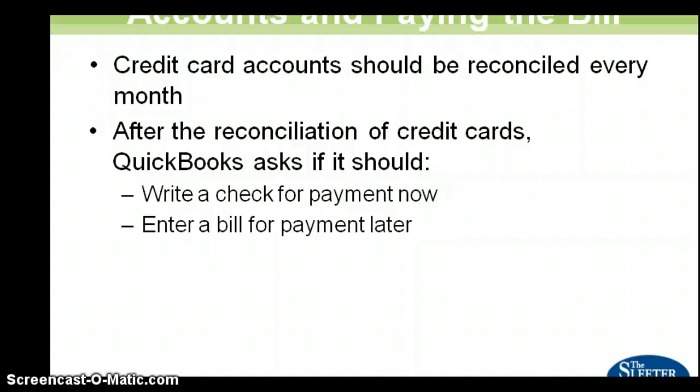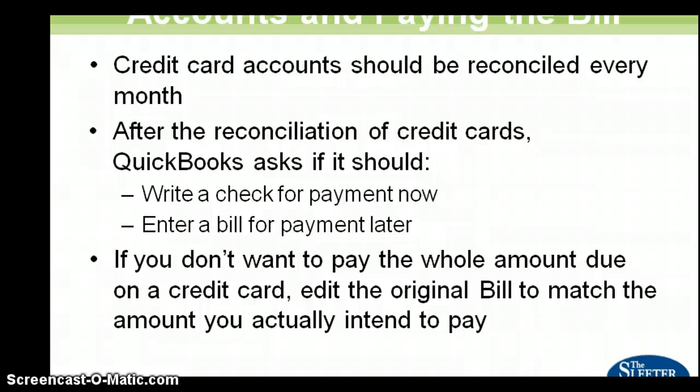Reconciling credit cards is very similar to reconciling any other account. You set it up as a credit card account, and then you reconcile the transactions with your current balance. Very similar, but QuickBooks also goes a step further, which allows you to write a check for the payment, all as part of the reconciliation process, which I think is extremely cool.